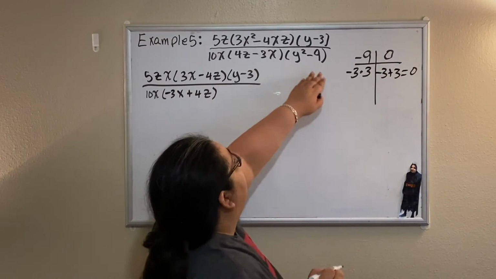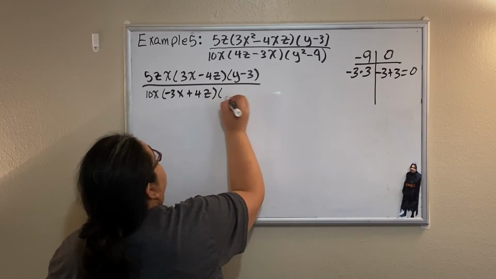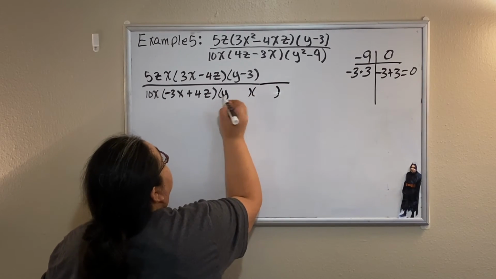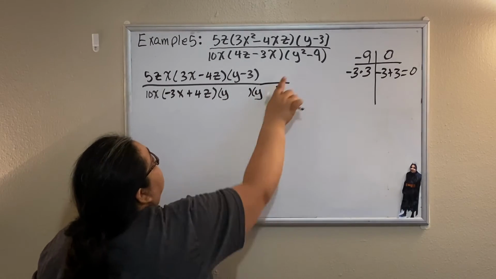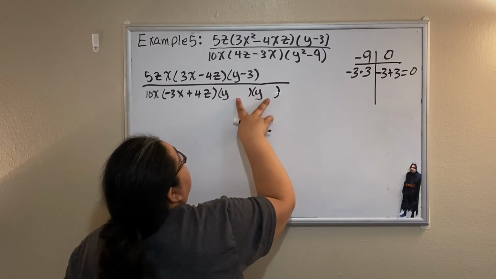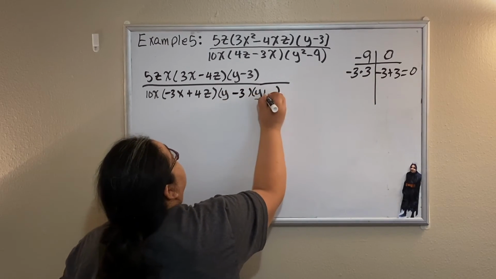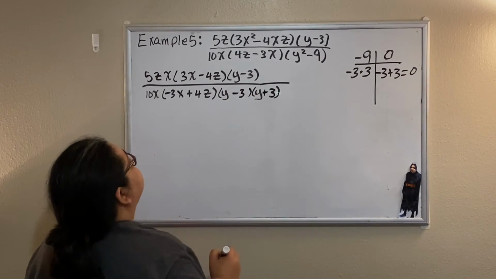So when we factor y squared minus 9, we're going to have 2 factors. So let's extend this. The first term is going to be y for both of them because this is a y squared. And then the second part is going to be my -3 and my +3. So -3 goes here and +3 goes here.